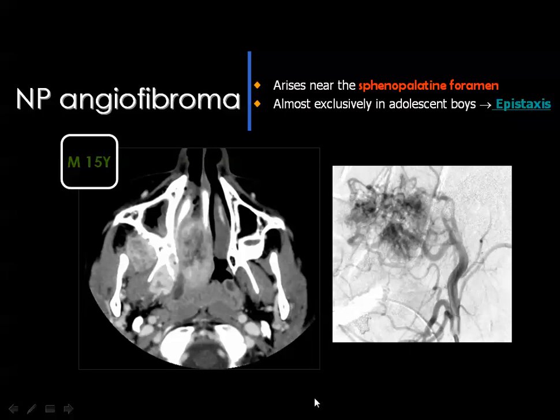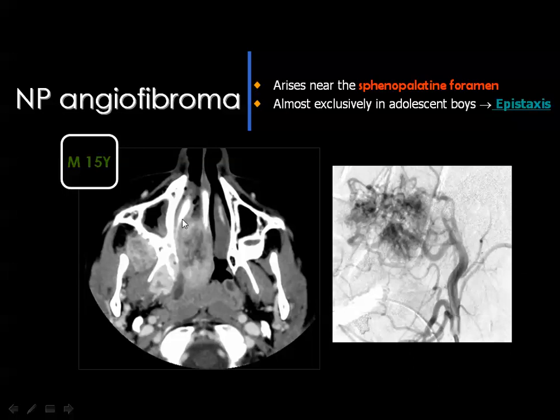Also, nasopharyngeal angiofibroma is a benign lesion which is partly seen in the nasopharynx and partly seen in the nose. The tumor arises near the sphenopalatine foramen, and this foramen is located exactly here at the apex of the maxillary sinus between the sinus and the pterygoid blades.